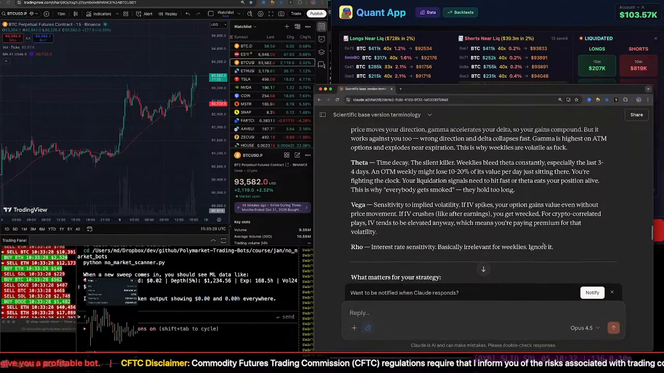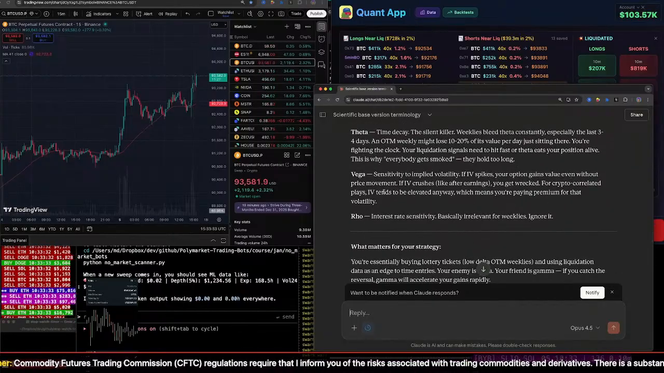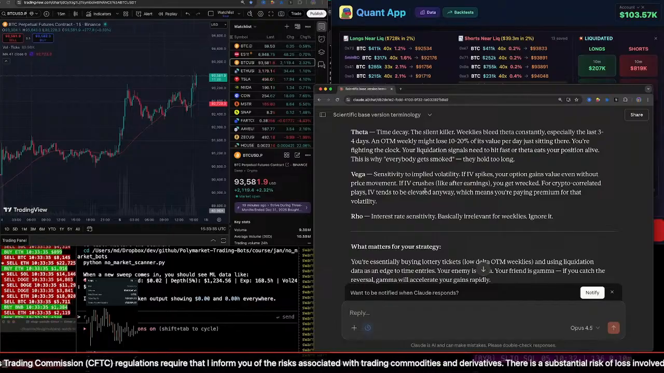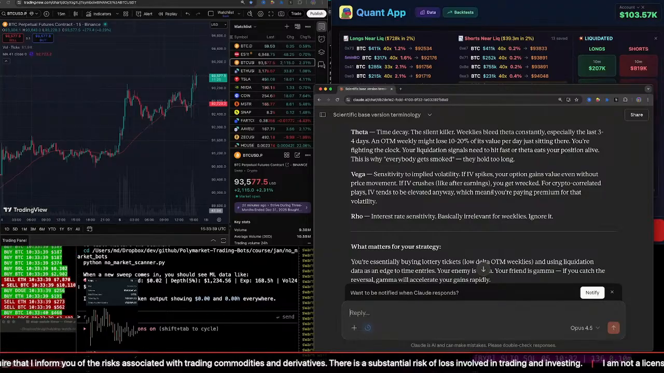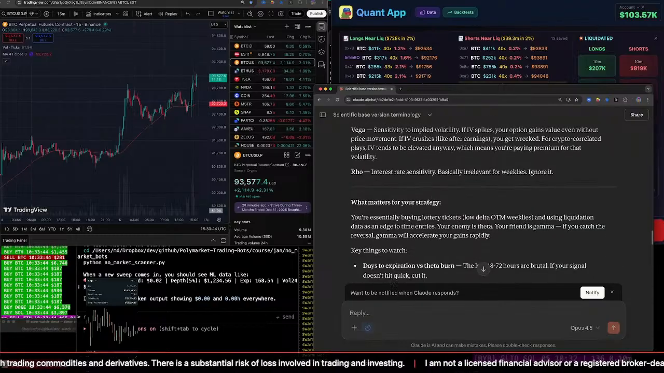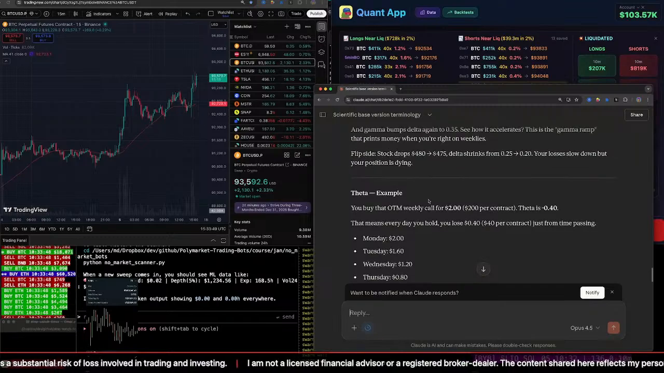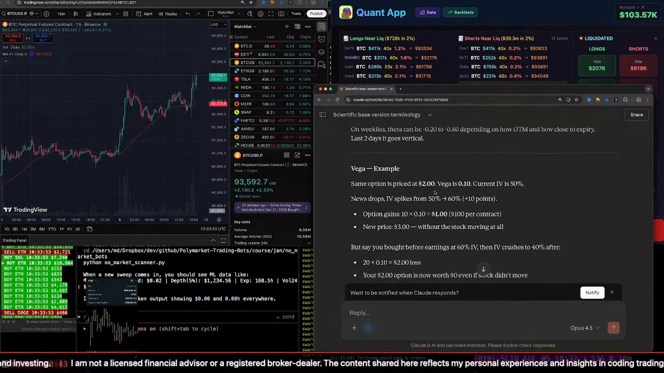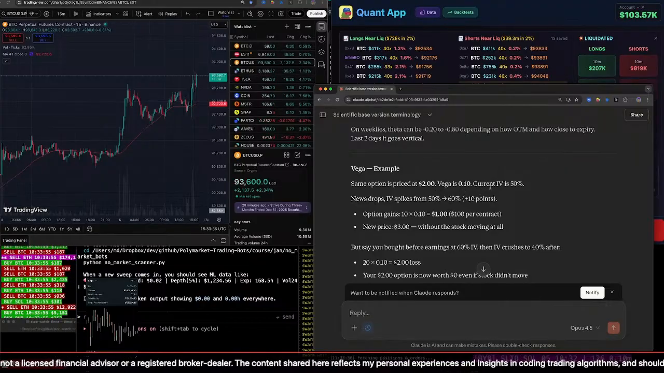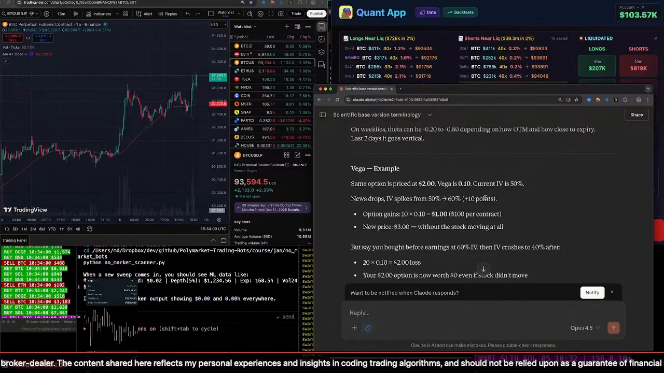So Vega is sensitivity to implied volatility. If IV spikes, your option gains value even without price movement. If IV crushes, you get wrecked. For crypto correlated plays, IV tends to be elevated anyway. Okay, let's go look at the example. For Vega, the same option is priced at $2. Vega is 10 cents. Current IV is 50. News drops, IV spikes from 50 to 10. Okay.